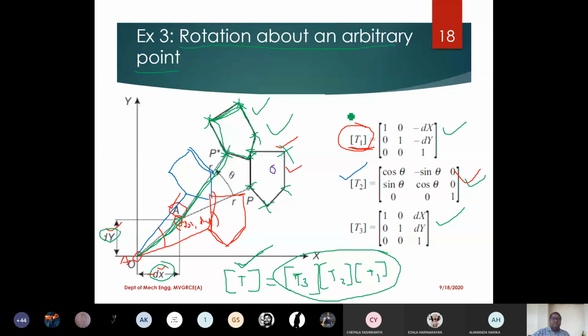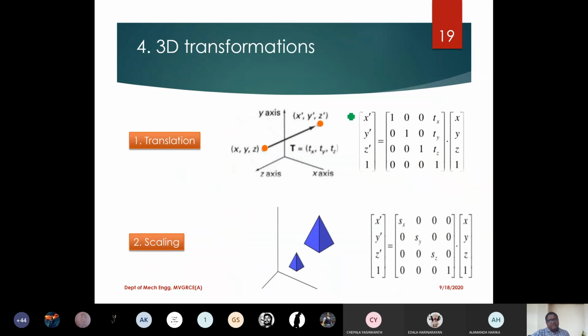So far we discussed 2D transformations. If you are confident about 2D transformations, I need not even explain 3D transformations at all. Why? Because the only difference between 2D transformation and 3D transformation is that the Z coordinate also comes into the picture.